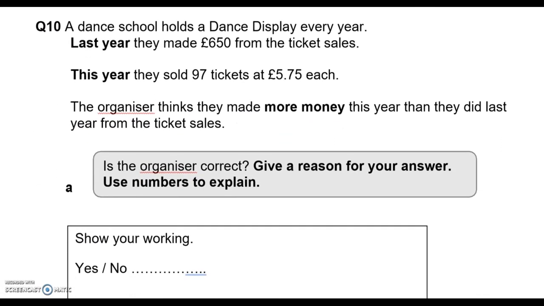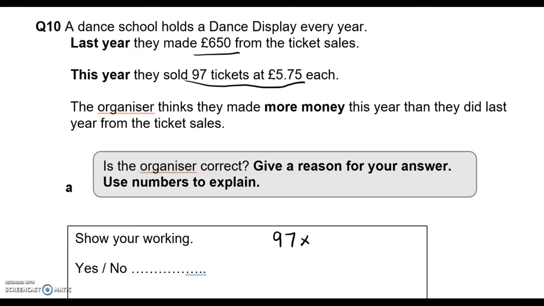Question 10. A dance school holds a dance display every year. Last year they made £650 from the ticket sales. This year they sold 97 tickets at £5.75 each. The organizer thinks they made more money this year than they did last year from the ticket sales. Is the organizer correct? Give a reason for your answer. Use numbers to explain.